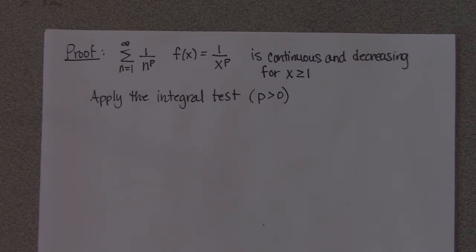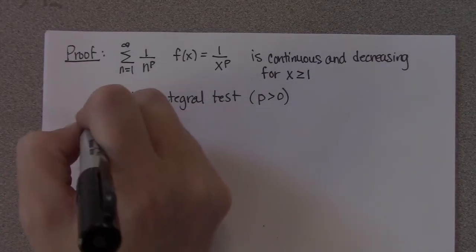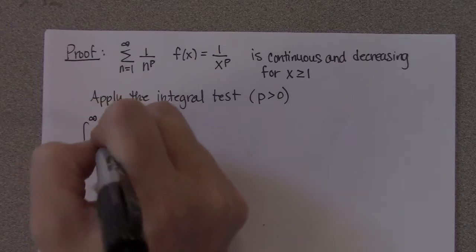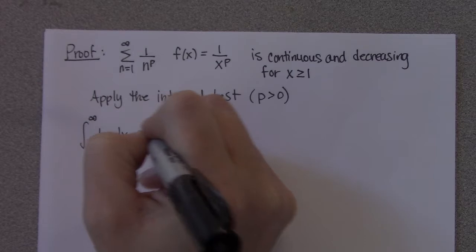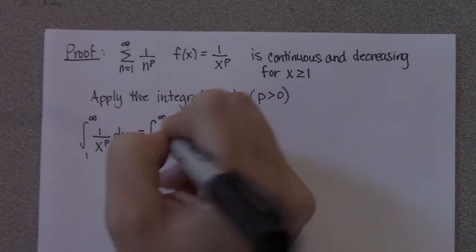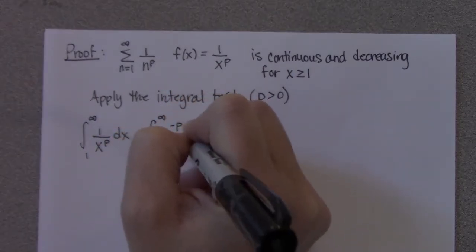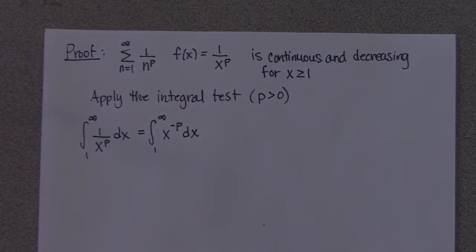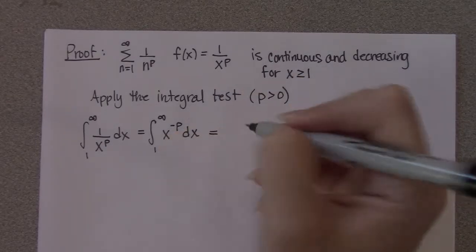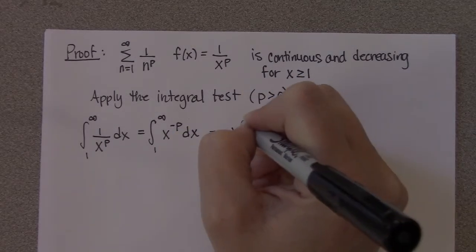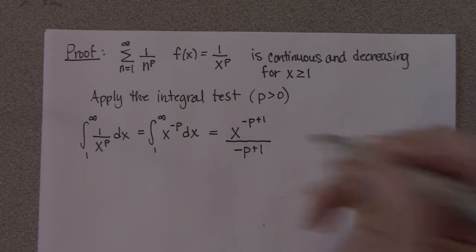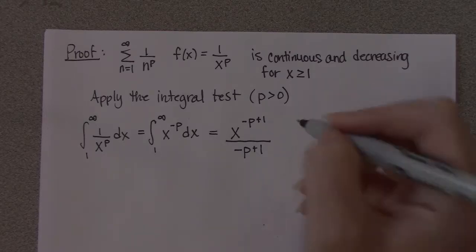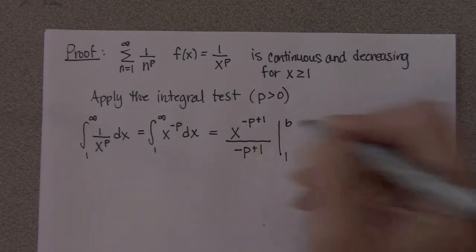All right, so let's look at this. We're going to apply the integral test from 1 to infinity of 1 over x to the p dx. And just to make the integration a little easier, I'm going to rewrite this as x to the negative p dx, so I can just use the power rule. So when we anti-differentiate this, right, we add 1 to the exponent, and then we just divide by that exponent. We evaluate this from 1 to b.